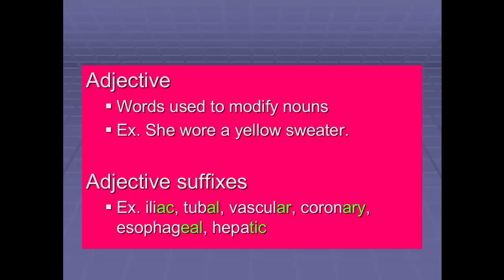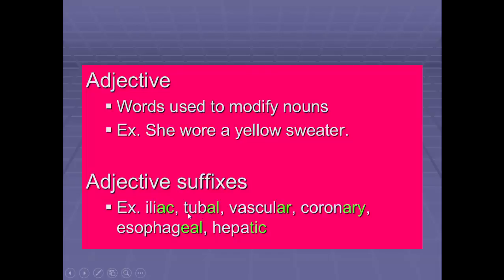In the first example, ilium, which is a portion of the bowel, or it could be a portion of the hip, the iliac crest. Ilium is the noun, and we change the ending of it and change it to an AC for an adjective suffix, and that makes this mean pertaining to the ilium, because ac, al, ar, ary, eal, and tic are all suffixes that mean pertaining or relating to.